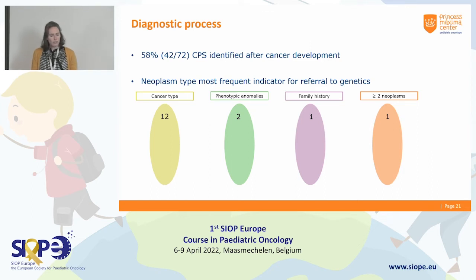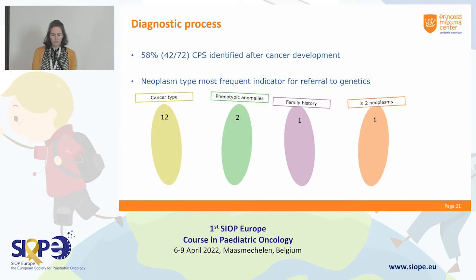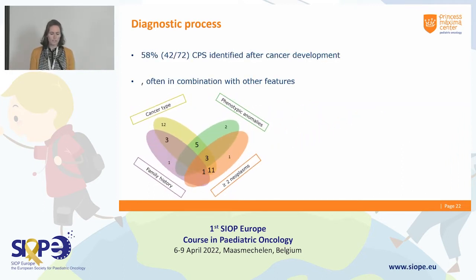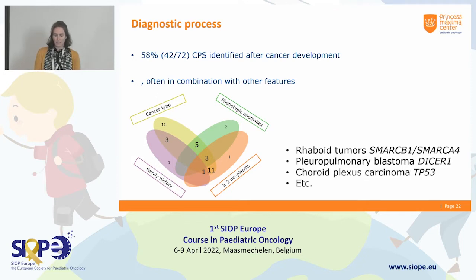And that is shown here. So in 58% of the children, the syndrome was recognized after their cancer diagnosis. And here are the different ways or different reasons for referral. And these numbers are for the children that had only one reason. So in 12 children, it was purely the cancer type. But often there were multiple reasons. So a cancer type plus a family history or plus phenotypic anomalies. But if you look at the purple thing, it's not a circle, then you see that family history only helped in very few cases. And it's really the tumor type nowadays that is instructive.